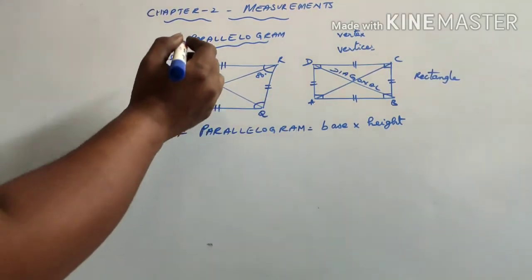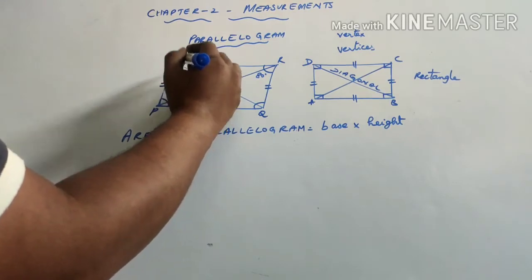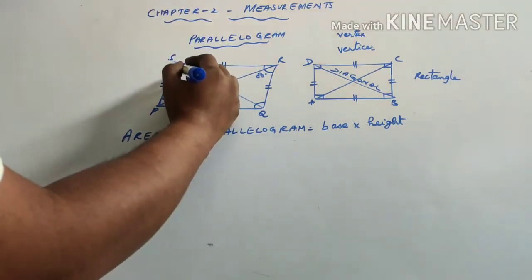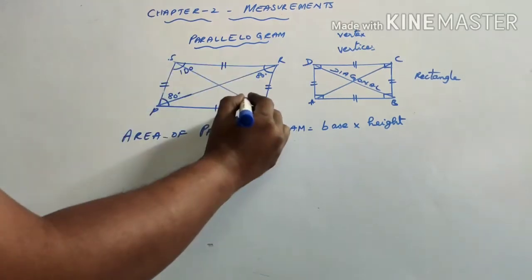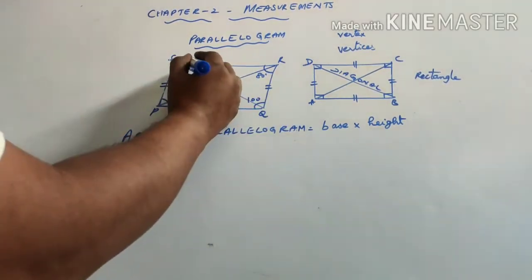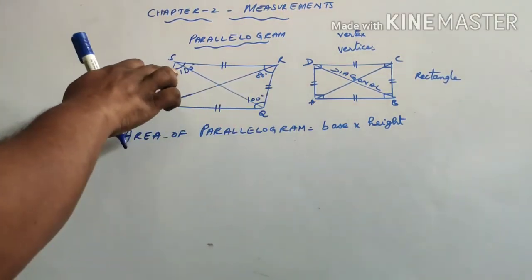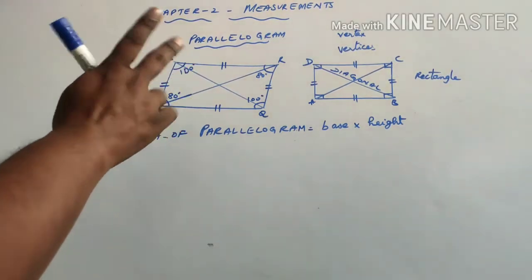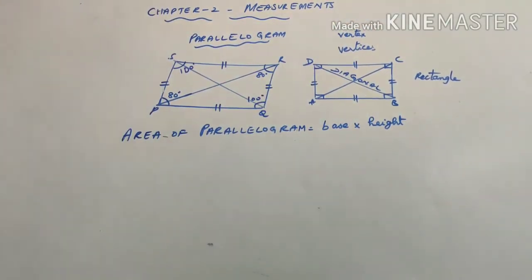Okay, if it is 100, this also 100 degree. Okay, 100. Clear? So only the opposite angles are equal. Okay, and this is another difference between rectangle and parallelogram. Okay, rectangle, parallelogram. Hope it is clear.